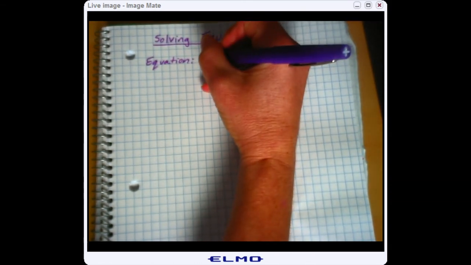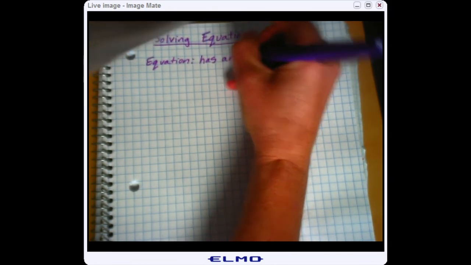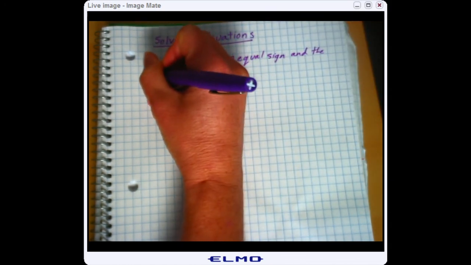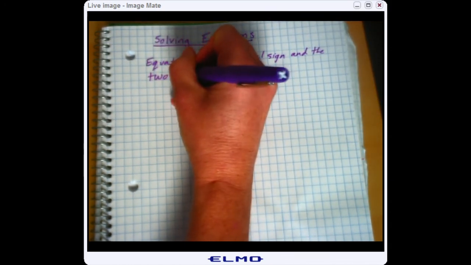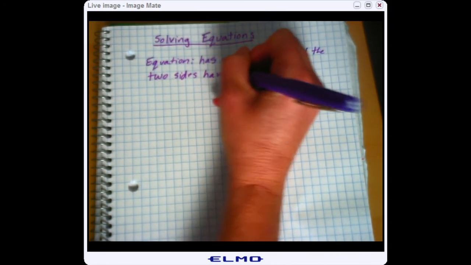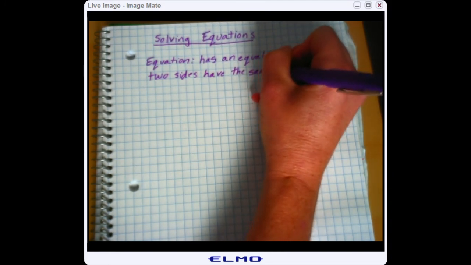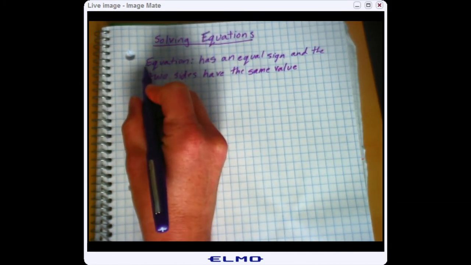Okay, an equation is something in math that has an equal sign and the two sides have equal value or have the same value. So let's look at a couple things and identify if they are an equation or not an equation.